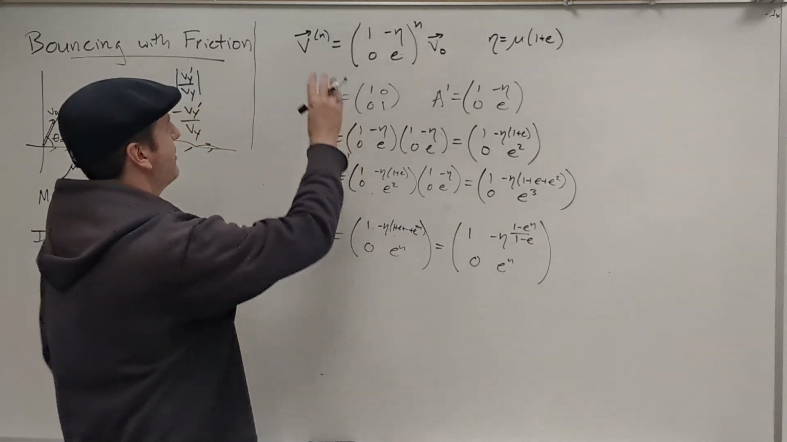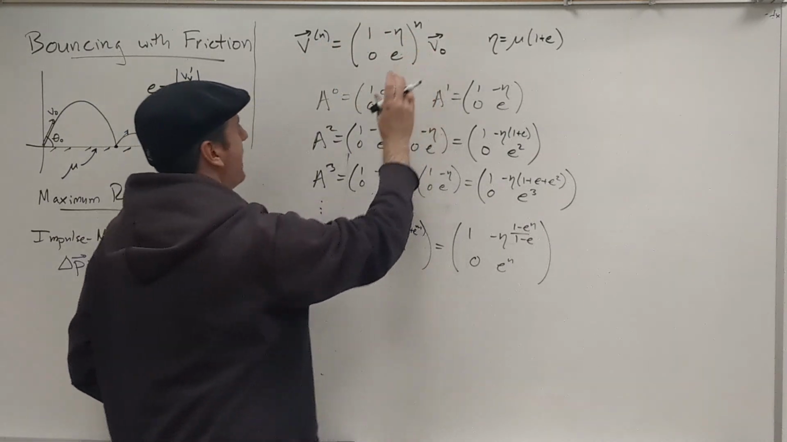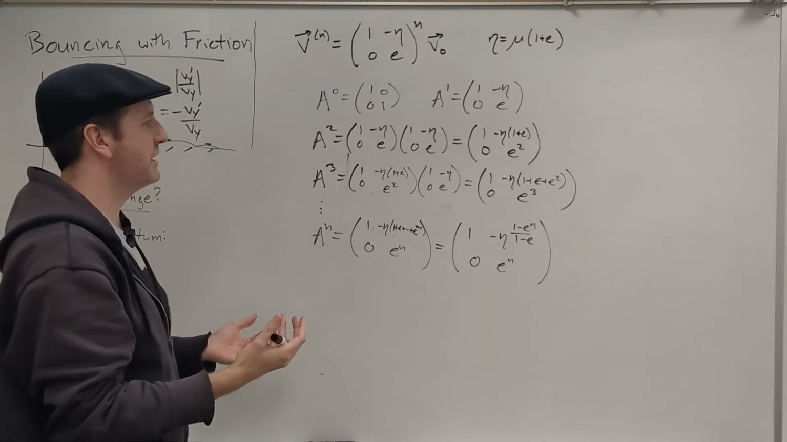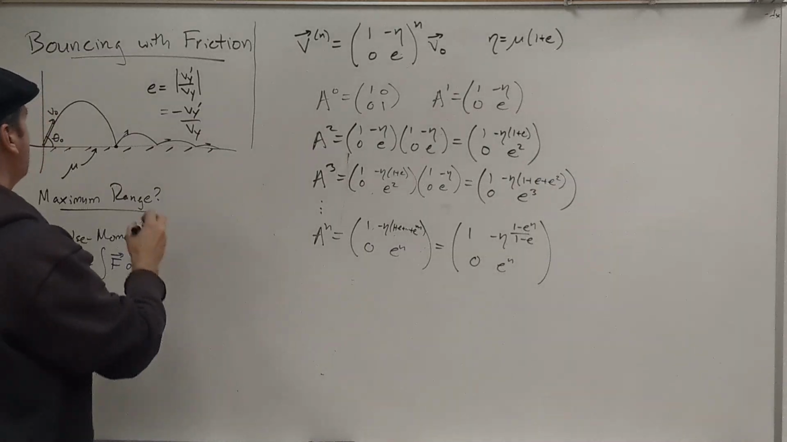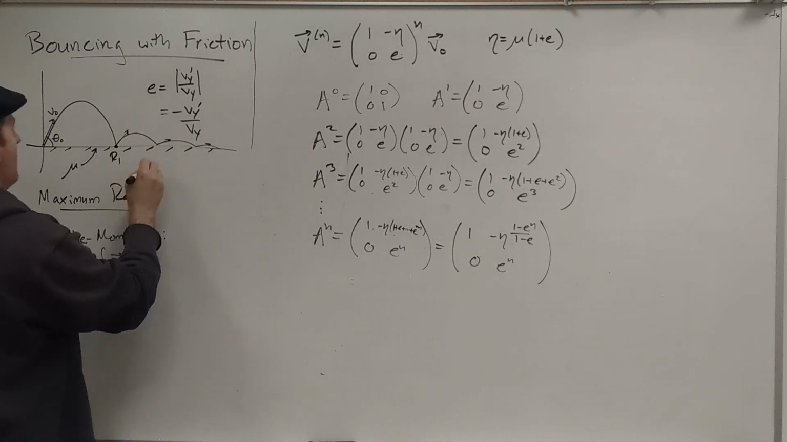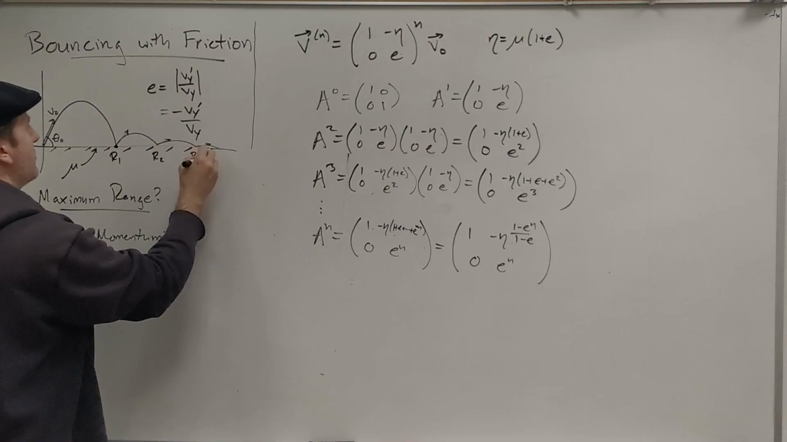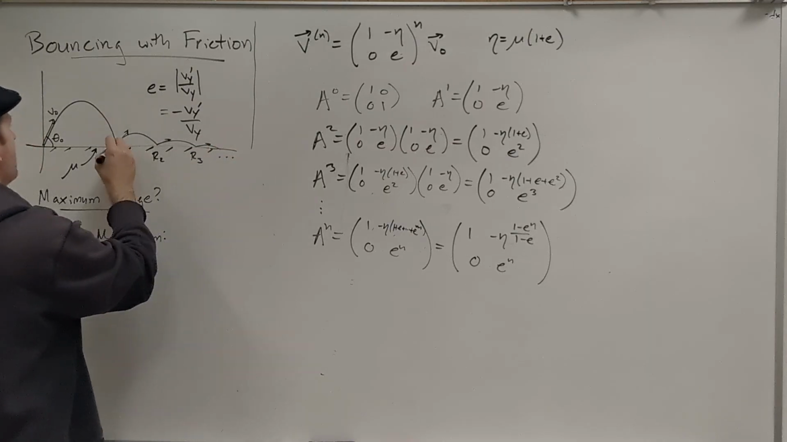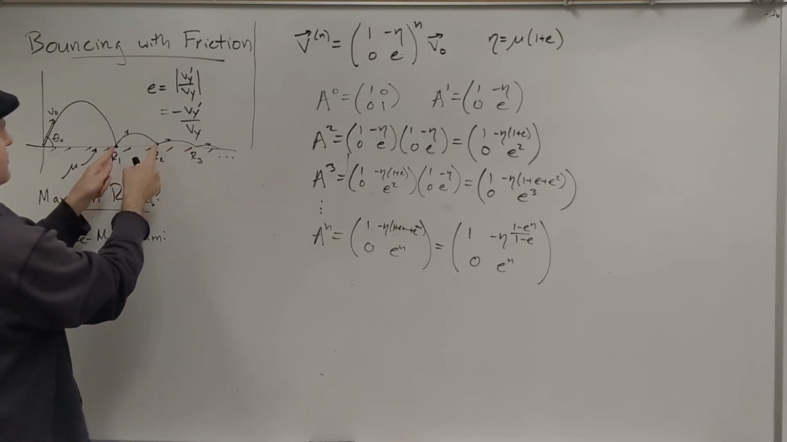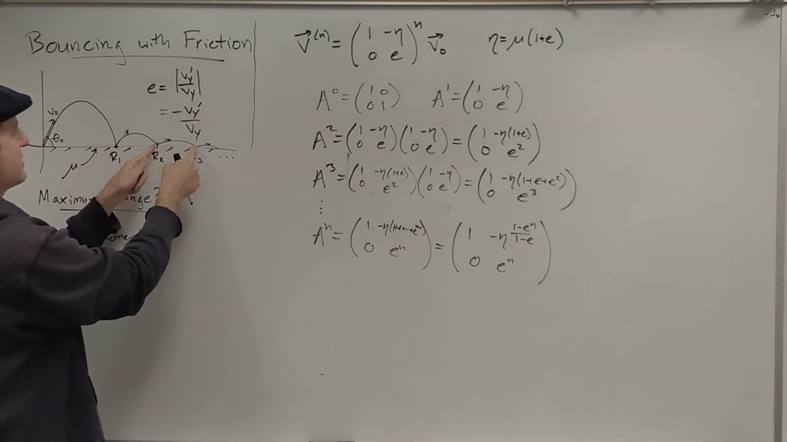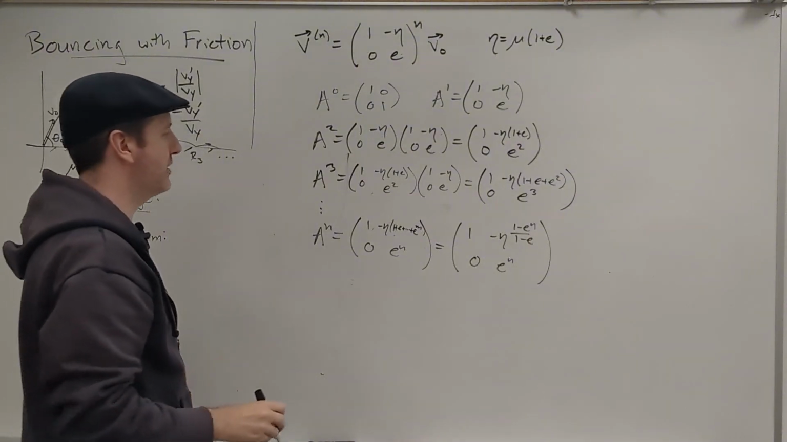Okay, so now that we have how Vn depends on V naught, I'm ready to try to write down something like the total range of this whole object. So let's call this R1, R2, R3, dot, dot, dot. And notice that, of course, that's the difference here. So R2 is just this bit, R3 is just from R2 to R3, etc.